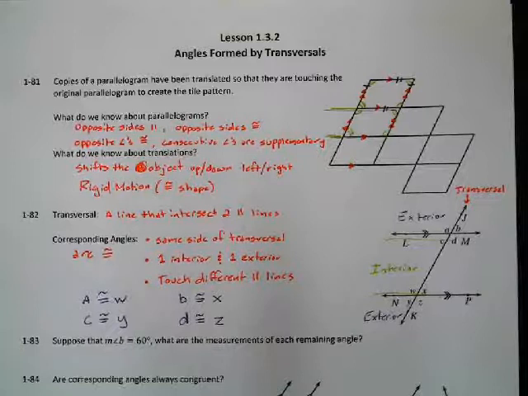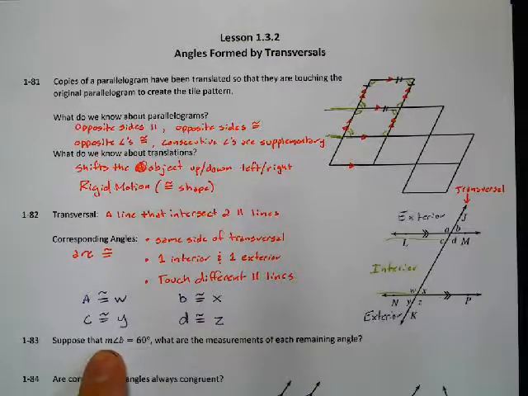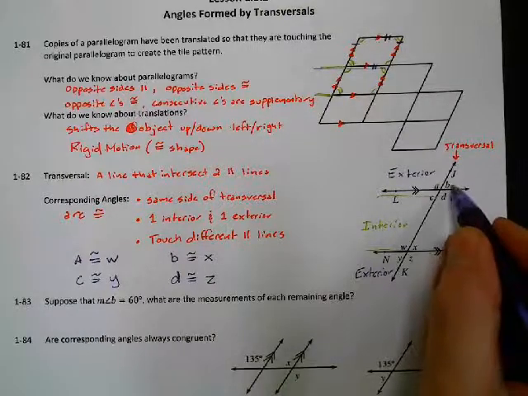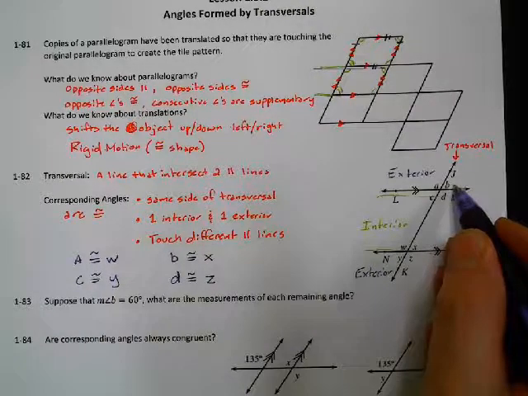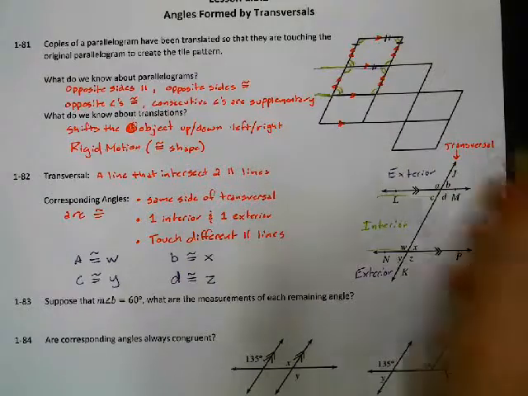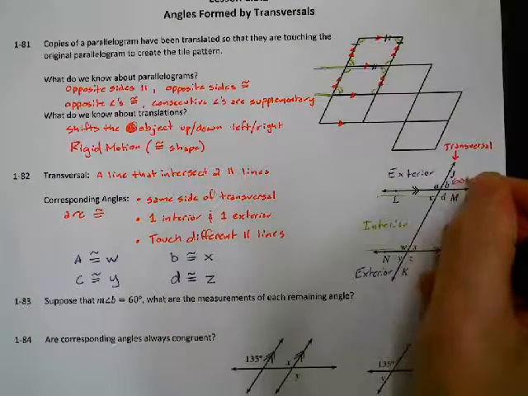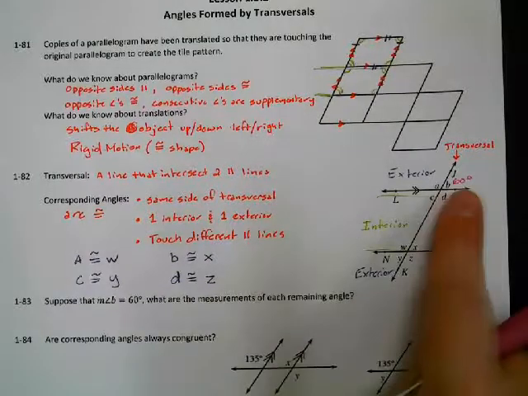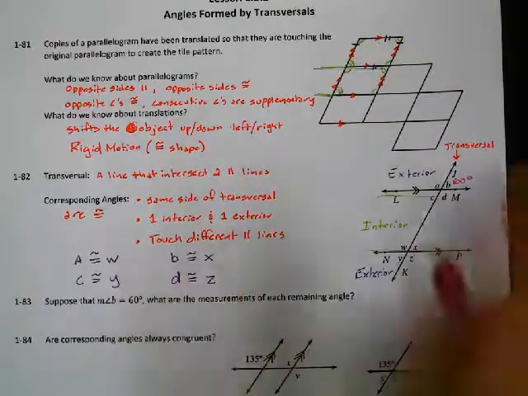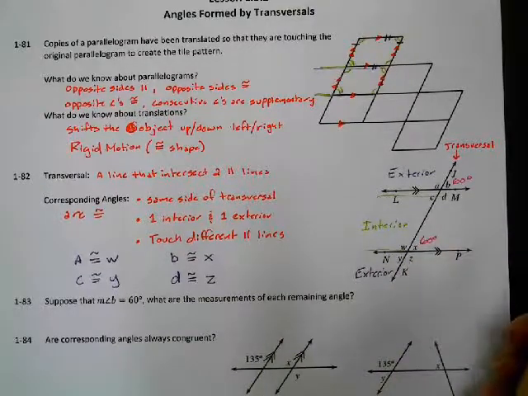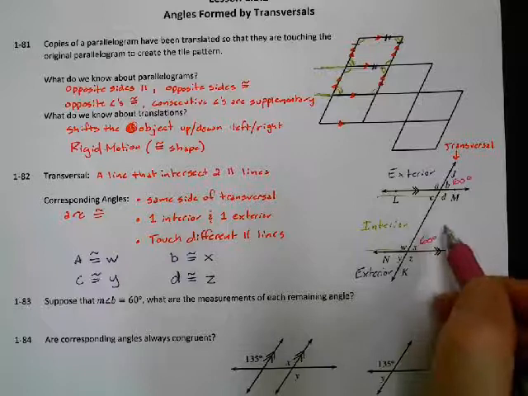Now suppose that angle B is 60 degrees. So what if this angle was 60 degrees? What are the measurements of all the other angles? Ooh, this is a good one. So if this is 60, we should now be able to find out what every other angle is. Well, we already said that B and X are congruent to each other, so I'm going to call this one 60 as well. Okay, so now I know both of those are 60 because they're corresponding angles.